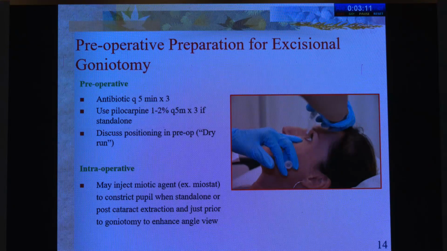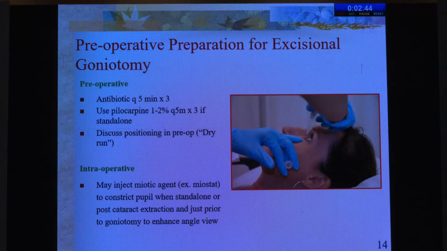Preoperative preparations are like any other cataract surgery, using antibiotic drops preoperatively, and pilocarpine in case you're doing standalone cases. I've done a few standalone cases, including one on a gynecologist and a dermatologist. You have to tell the patient about the preoperative steps, including that you have to tilt the head to an angle, and the patient should not feel uneasy about it. Otherwise, the patient may say, "Why are you tilting my head?"